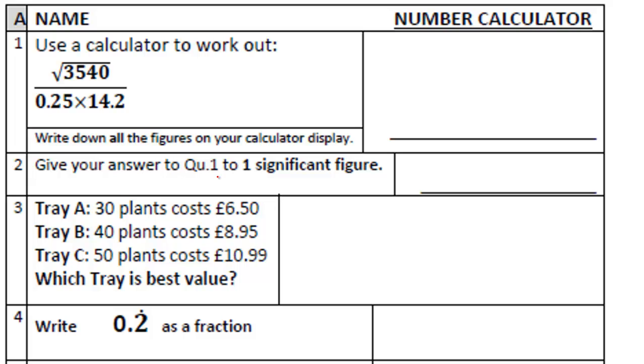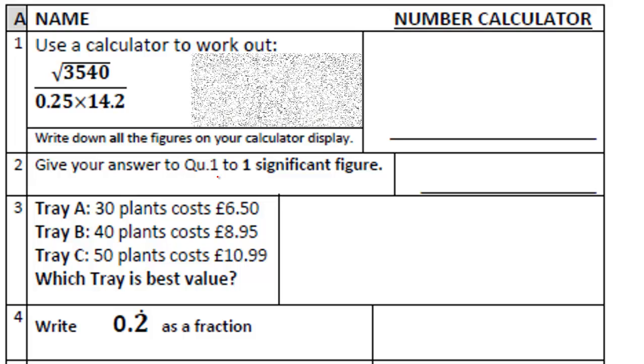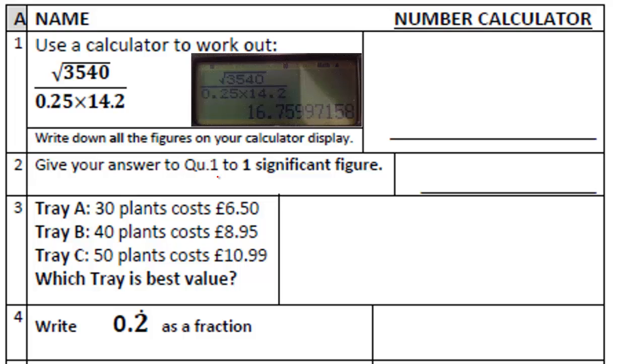Question 1, very common question. Use a calculator to work out the value of. A lot of you know how to do this. You need to make sure the square root is just above the line. So you need to use the fractions key, put in the square root of 3,540, and then put those two numbers at the bottom, times them together. On your calculator screen, this is what it should look like. And when you press equals, that's the answer you're going to get.